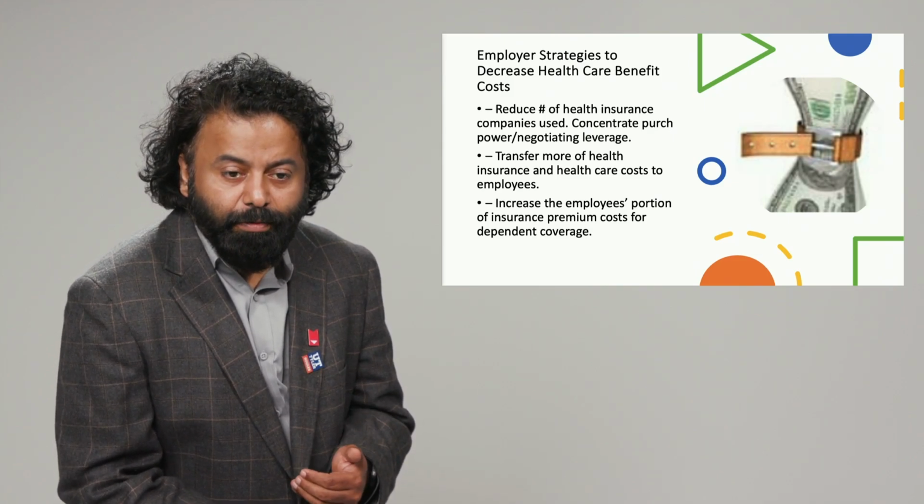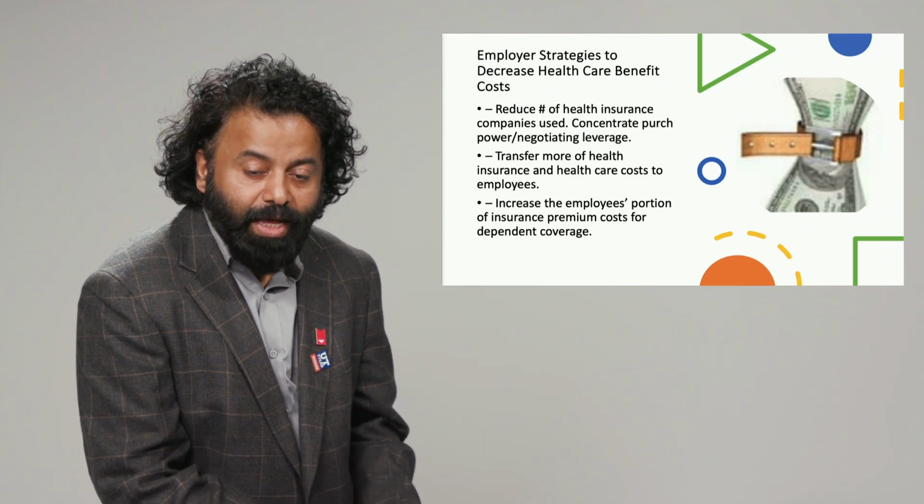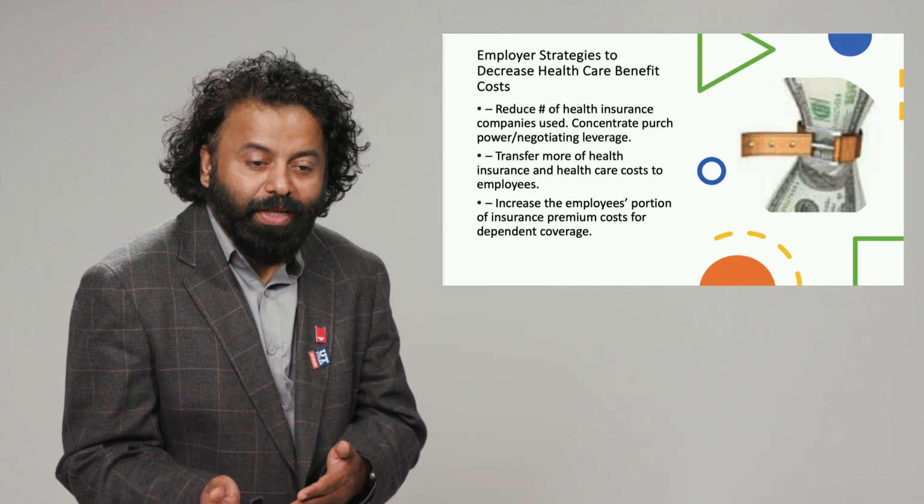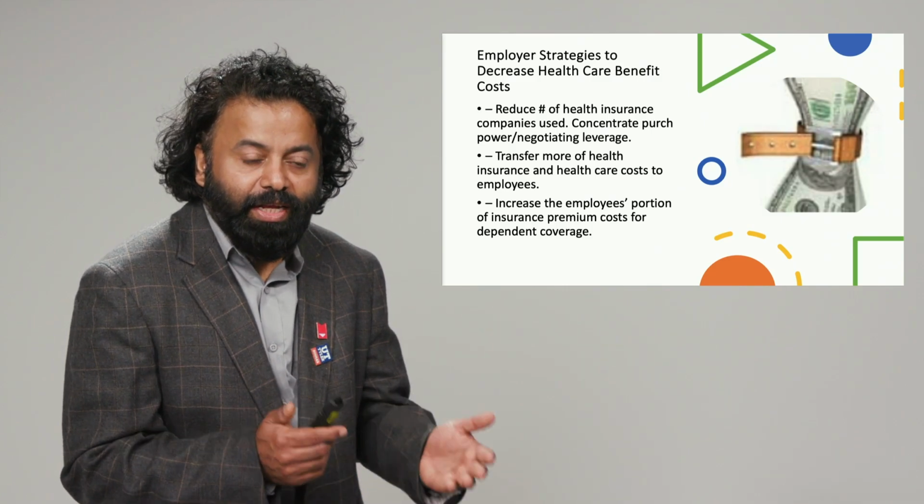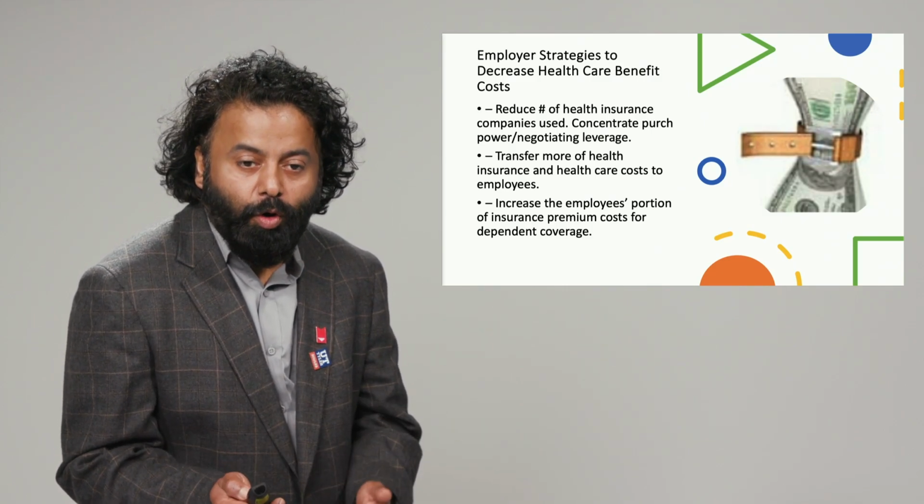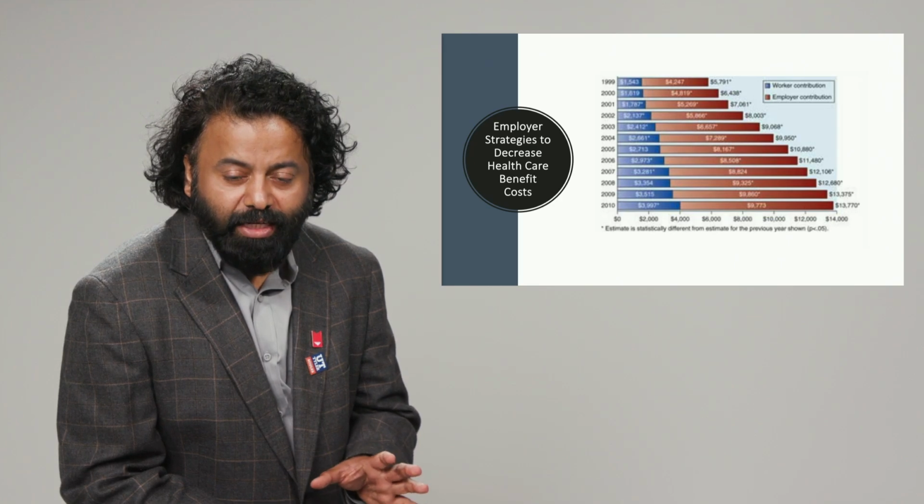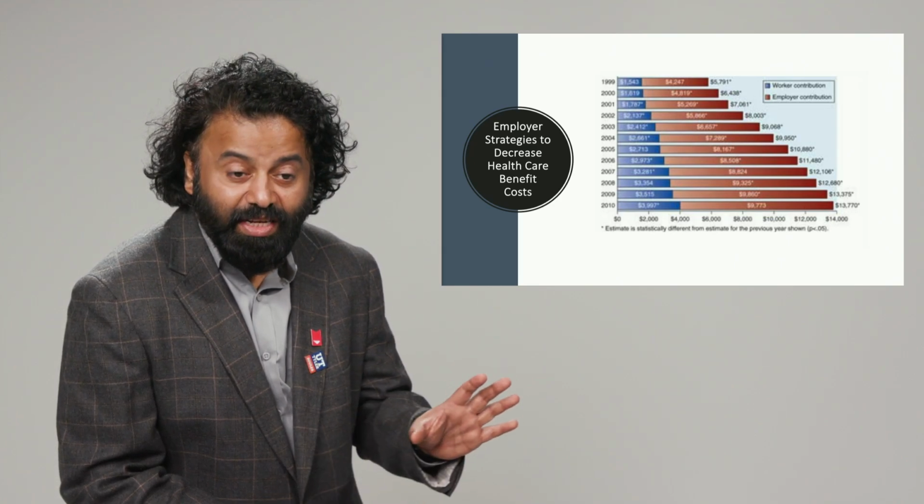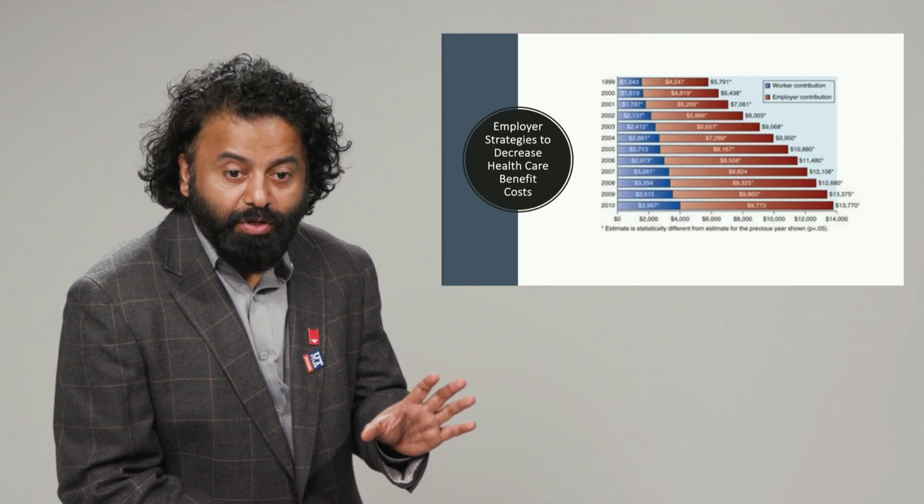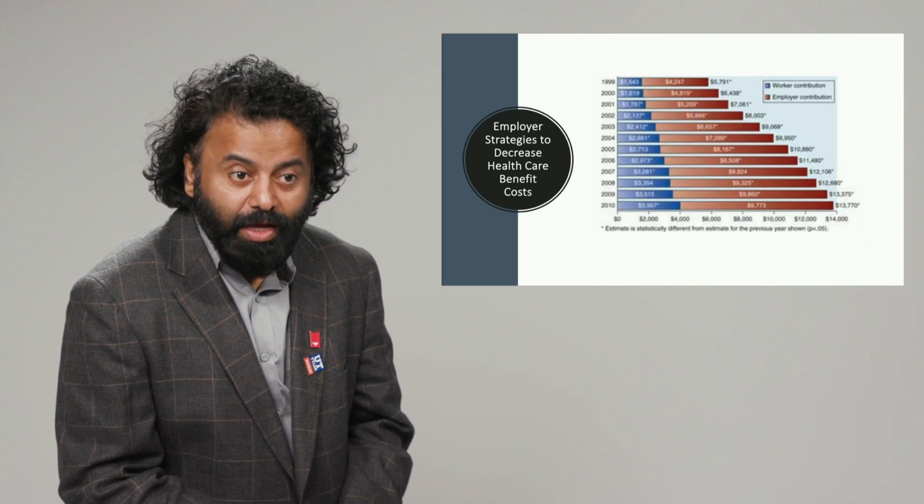Thirdly, employers shift more healthcare costs to employees, requiring them to cover a higher portion of the insurance premiums and increasing deductibles, co-payments, and co-insurance. Look at the figure above. That is a graphical representation of the rise in average workers' contribution to their family health insurance coverage. It has been growing.